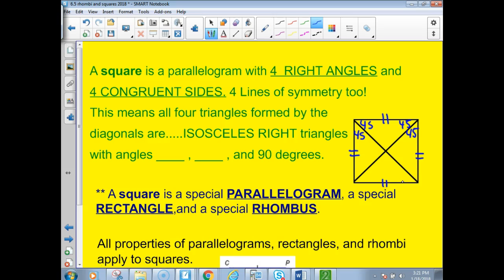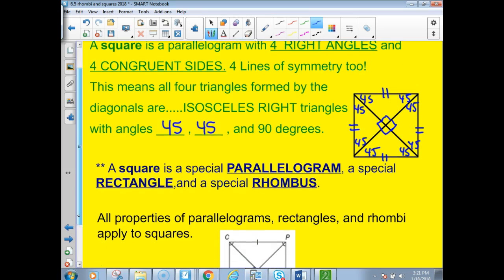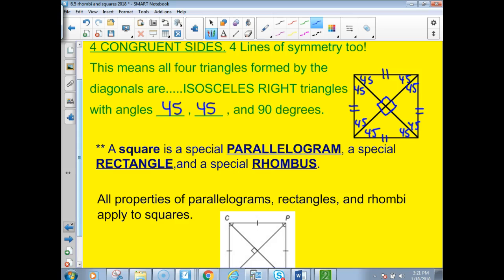There are 4 triangles formed by the diagonals, and they are all isosceles right triangles with angles of 45, 45, and 90 degrees. Now, what is the angle in the middle? They're all 90 because the diagonals are perpendicular. So they're all 45, 45, 90 isosceles right triangles. A square is a special parallelogram and rectangle and a rhombus. The properties of parallelograms, rectangles, and rhombi apply to squares. I am going to move on to the next example.